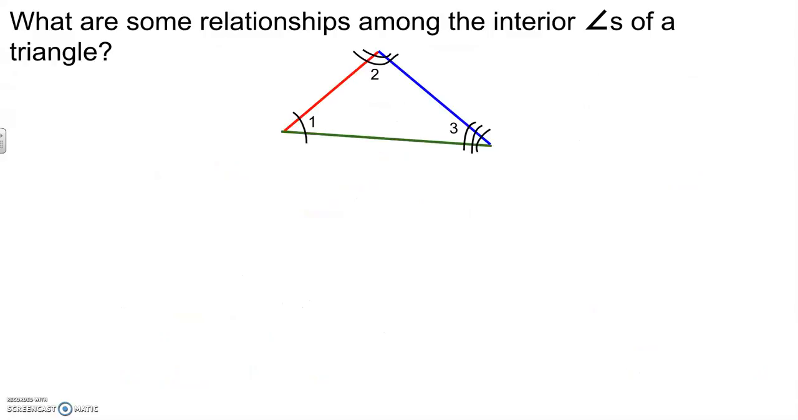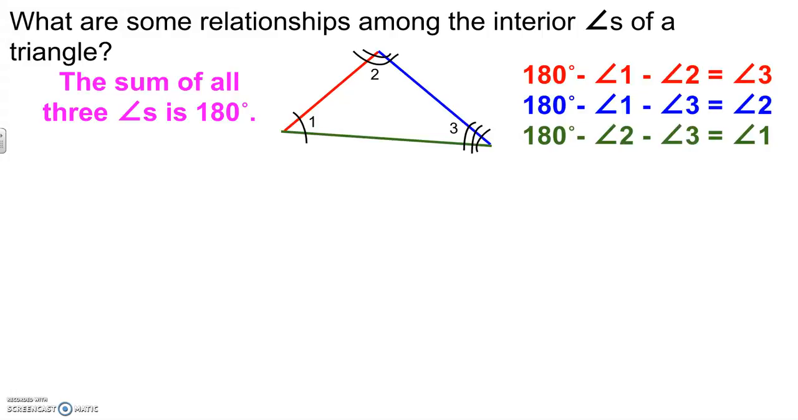What are some relationships among the interior angles of a triangle? So we have angle 1, angle 2, and angle 3, and notice that the marking shows that they are each a different measure. So pause here and write down a few things that you can tell about these relationships.